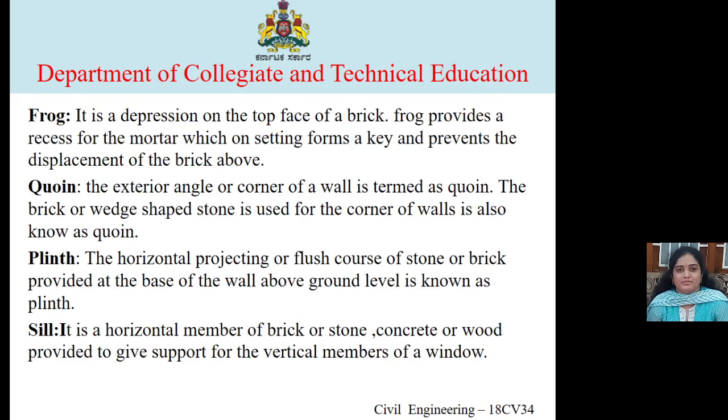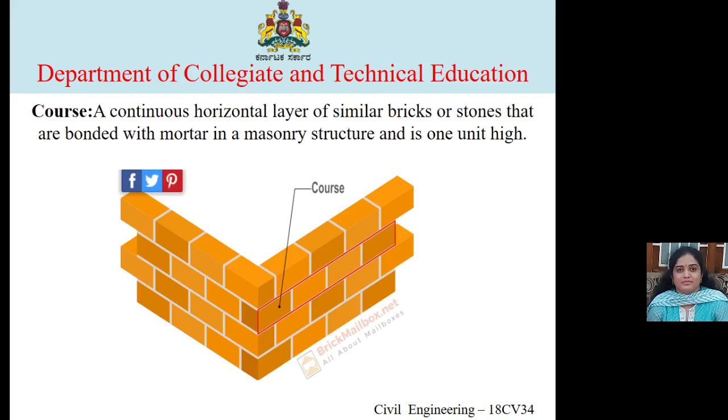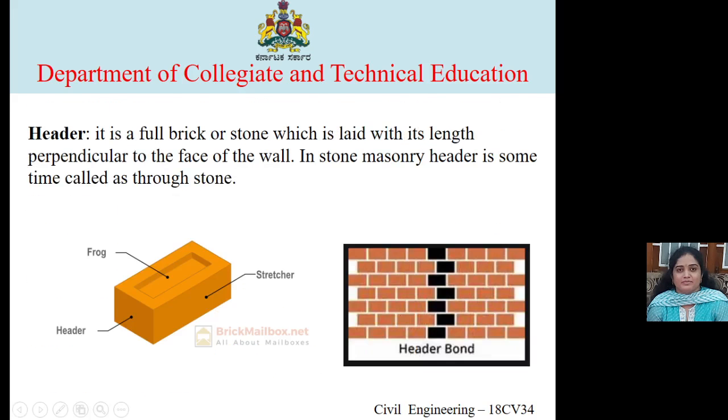Frog. It is a depression on the top face of the brick. A frog provides a recess for the mortar, which on setting forms a key and prevents the displacement of the brick above. So here you can see the frog.